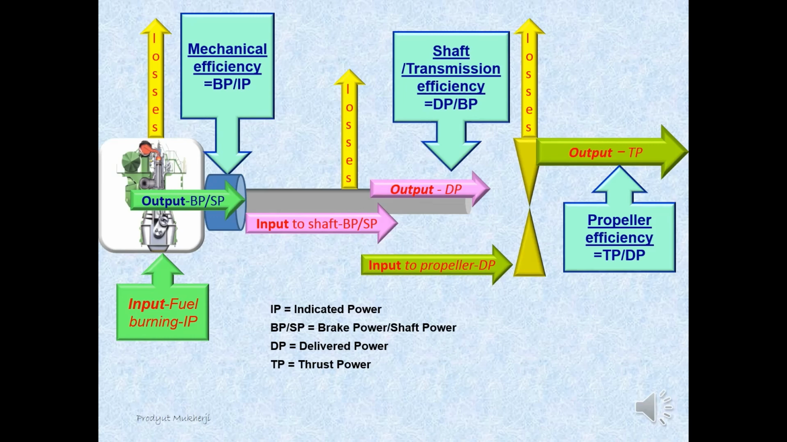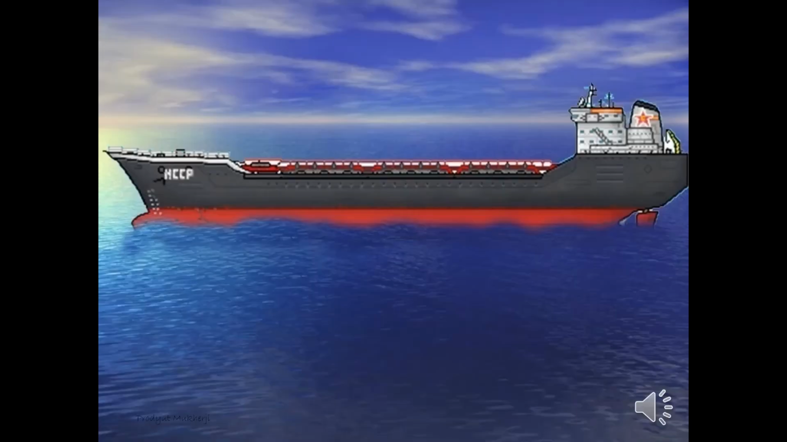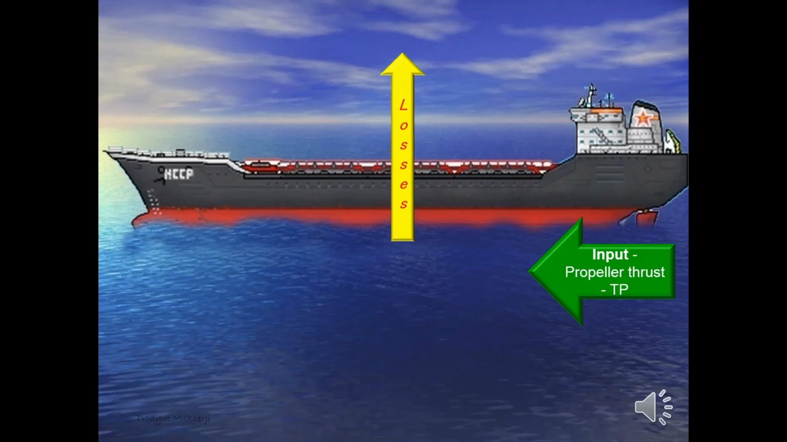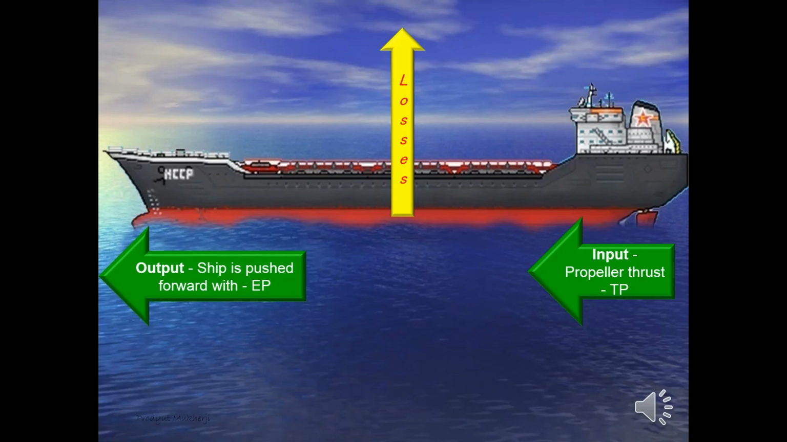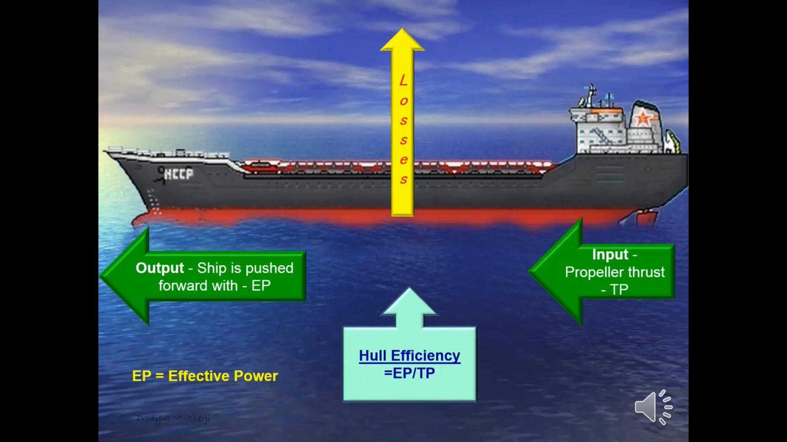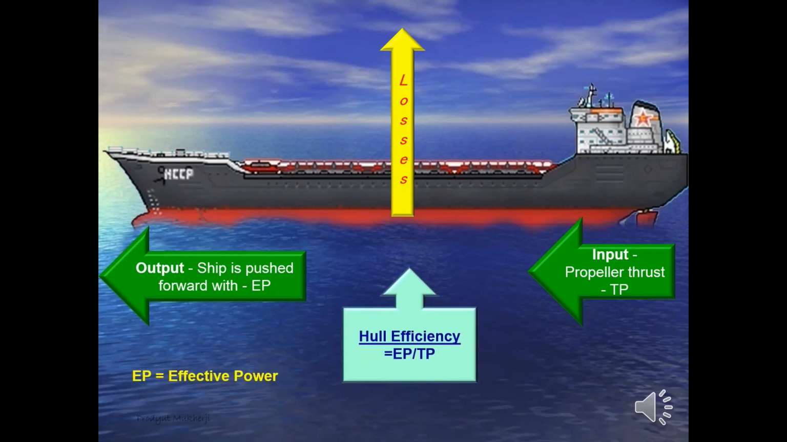Next we'll go to the last machine, that's the ship hull itself. Input to this is the thrust power, there are hull losses, and output is the effective power. This is the power which actually makes the ship move along the water at that speed V, whatever it is, that is GPS speed or speed over ground. And the hull efficiency can be expressed as again output, that is effective power, divided by input, that is thrust power.